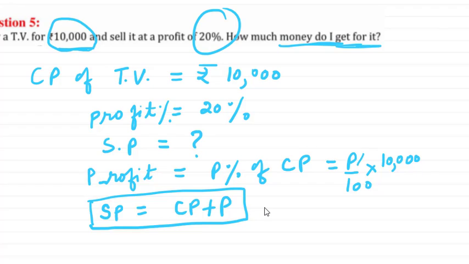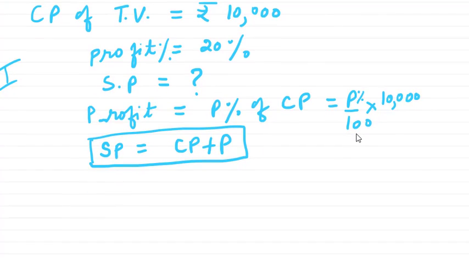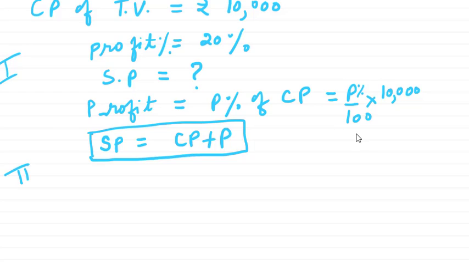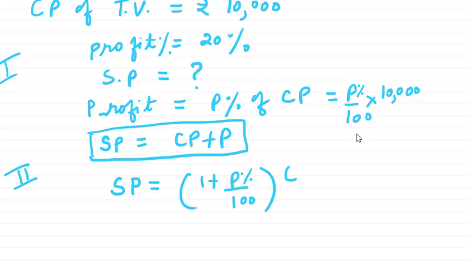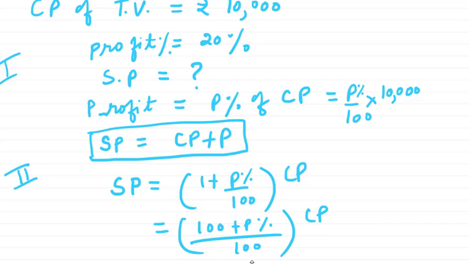This is the first method. Now I'll show you the second method also. It's up to you which method you want to use. For finding the SP, we have a direct formula: 1 plus profit percent divided by 100, into CP. Or sometimes you can also write it as 100 plus profit percent divided by 100, into CP. So it's your wish which method you want to go with.